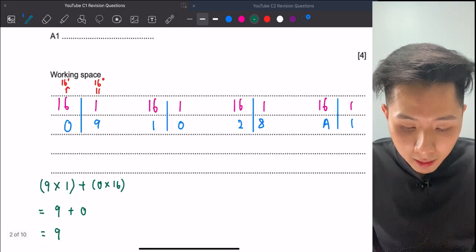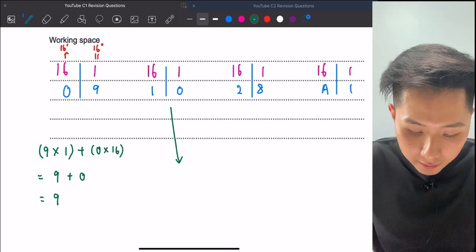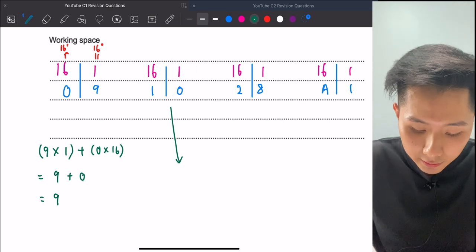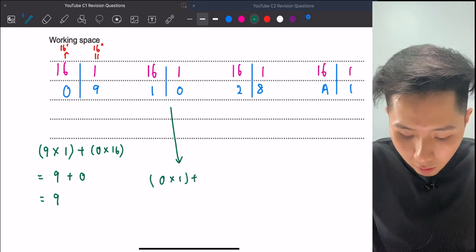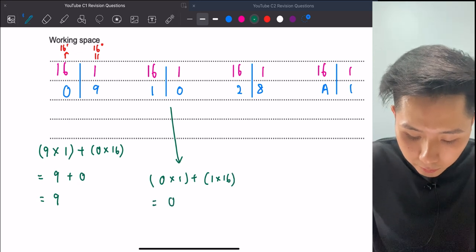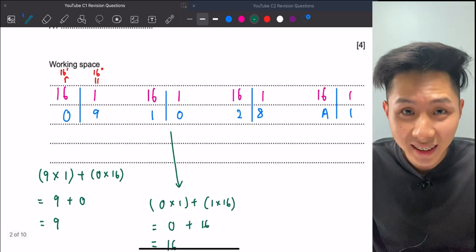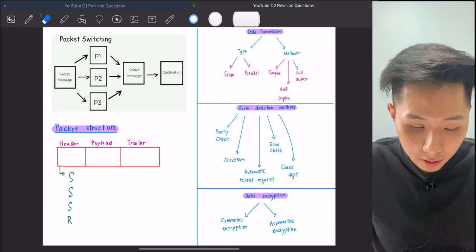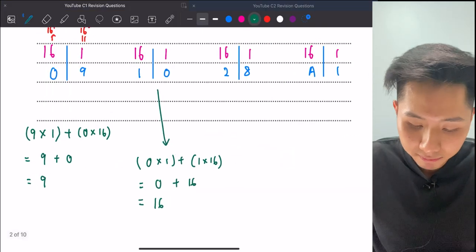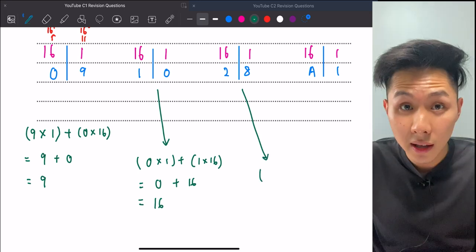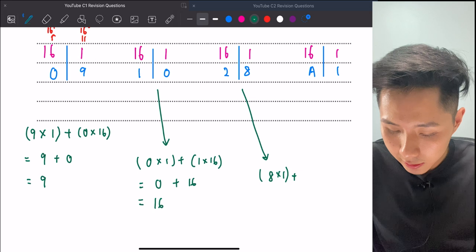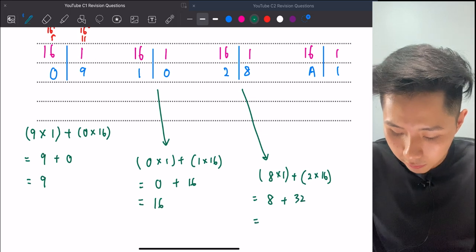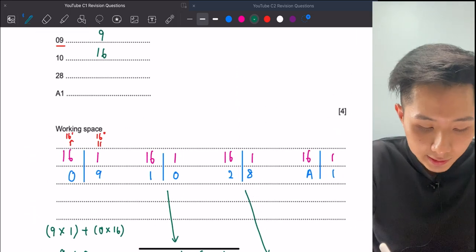So it's pretty simple. And the second question, all right, again, I'll multiply my digit value by my place value. So I got 0 multiplied by 1 plus 1 multiplied by 16. So I got 0 plus 16. Again, the answer is 16. Very simple. And the third question, so let me erase stuff that I don't need here. Oh, it's okay, I'll move here. So I'm going to multiply my digit value 8 by 1 plus 2 multiplied by 16. I will have 8 plus 2 times 16, I got 32, 40. So my third answer is 40.